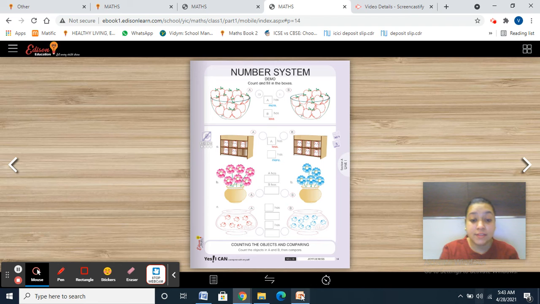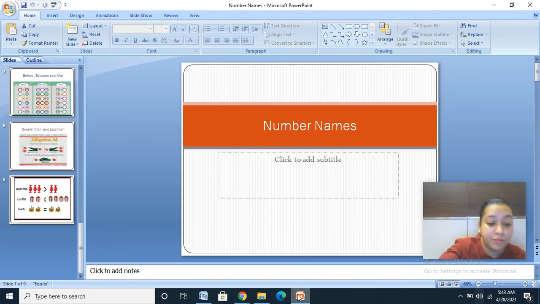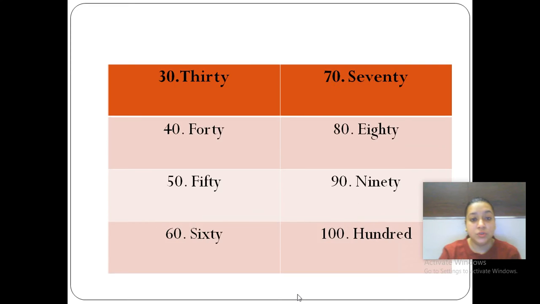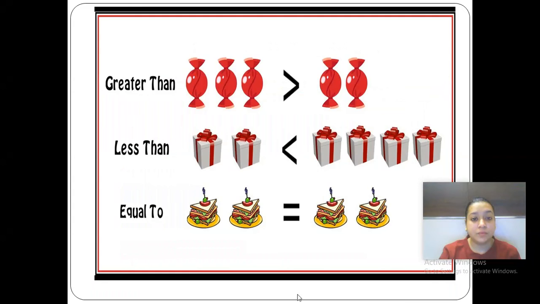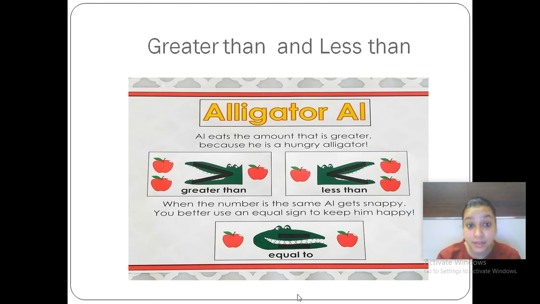Okay, so here is the story. You have seen this story before also. So I'm going to show you again. So greater than and less than. Alligator eats the amount greater. That is greater because he is a hungry alligator. Yes or no? Yes, he is a hungry alligator.